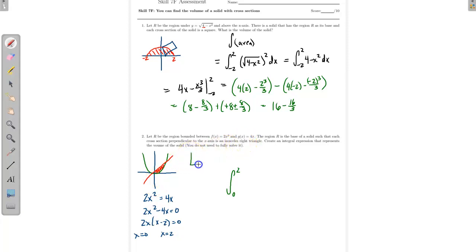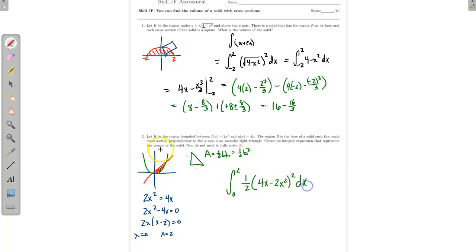Isosceles right triangles. What is the area of an isosceles right triangle? These two sides are the same. The area of any triangle is 1/2 base times height. But since it's isosceles, the base and the height are the same, it's just 1/2 base squared. So my area that I'm going to integrate is 1/2. What's the base going to be? Well, to figure out the base, it's that top function minus the bottom function. So 2x squared. Nope, 2x squared is not the top, 4x is. 4x minus 2x squared, and then squared.